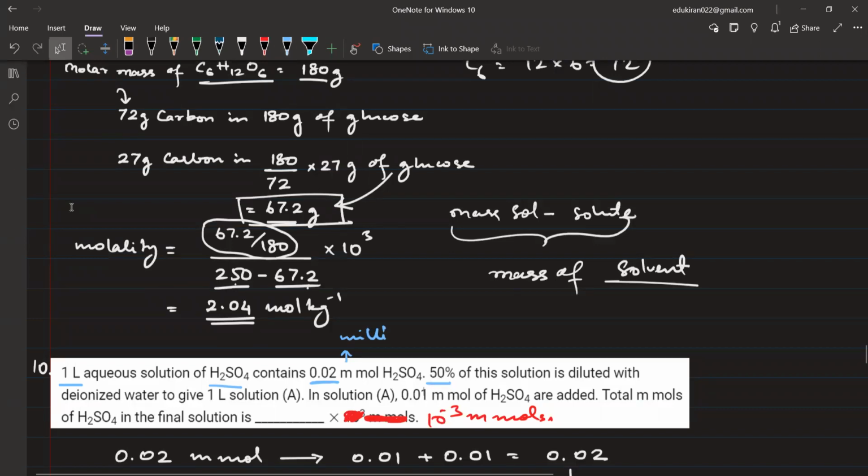That is solution A. In solution A, 0.01 millimoles of H2SO4 are added. I had 0.01. They gave me 0.01. I got how much? 0.02. अब 0.02 को आपको something into 10 to the power minus 3 के फॉर्म में कन्वर्ट करना है. Tell me what will be this value x.